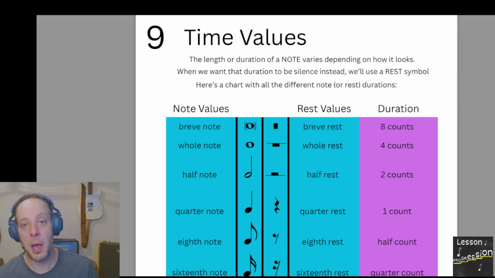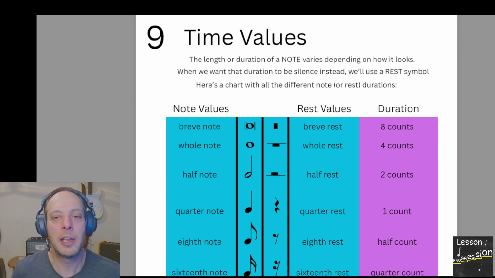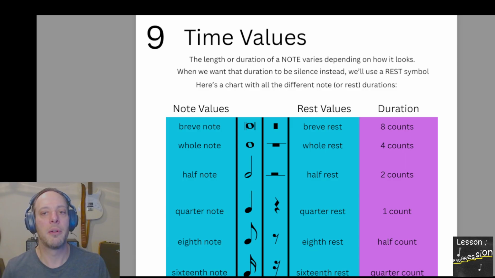Welcome back. So this is section 2 of our chapter here. A very important section. Let's get right into it. Time values. So the length or duration of a note varies depending on how it looks. And we're not always going to want to have sound. We might want to have silence. So we'll use a rest symbol for a corresponding duration of silence.